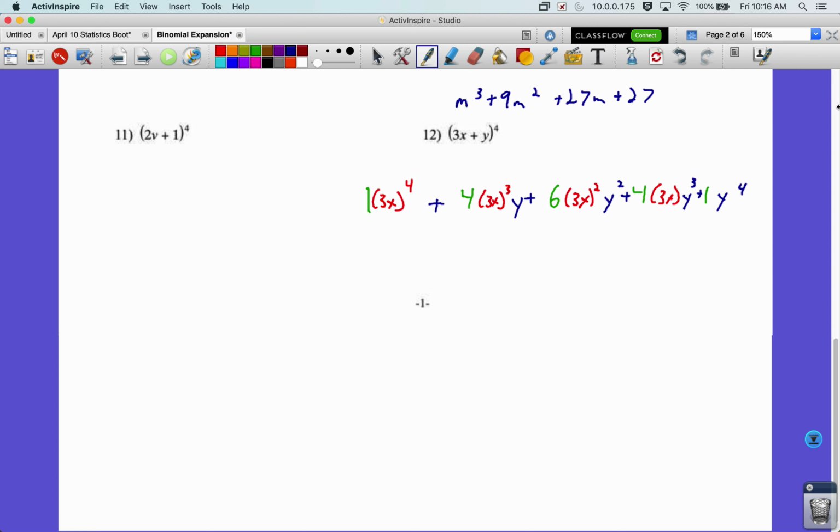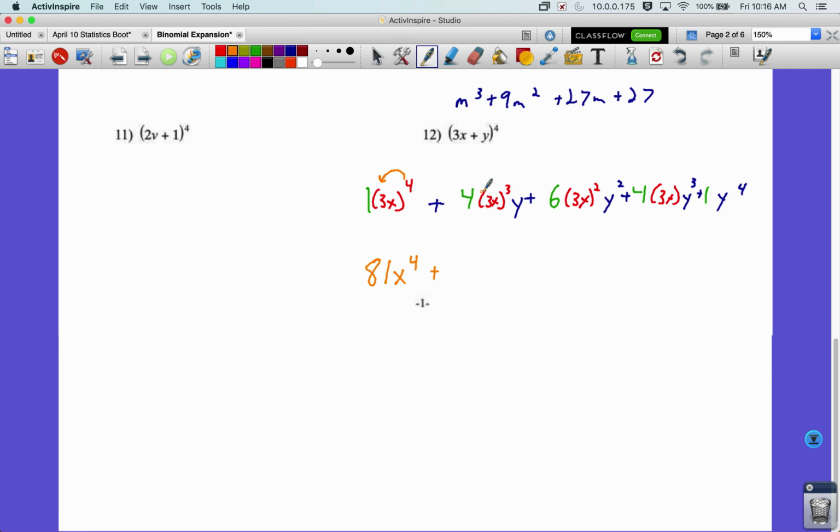Okay, this looks a little messy. It's time to clean it up a little. One thing is that this 4 has to be distributed to this 3. So I need to know what 3 to the fourth is. I think that's 81. It is. So this here becomes an 81 x to the fourth, now with no parentheses. Plus this 3 gets distributed here.